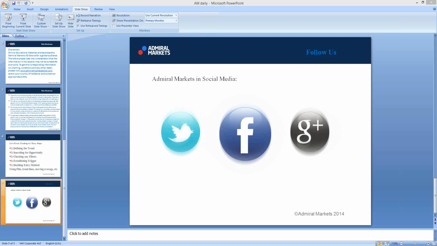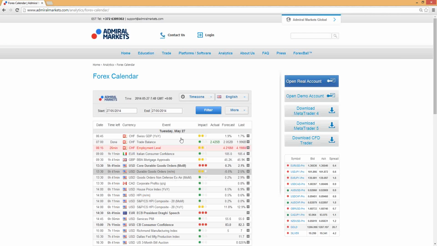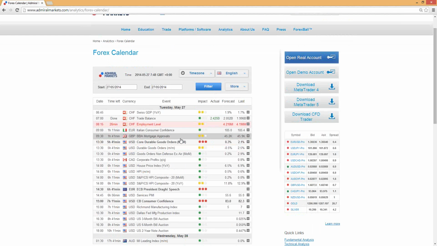And with that said, as always, we just take a look at what's going on with our Forex calendar. We have ECB Draghi speaking, but it's far from now. We actually don't have much Euro news: Italian consumer confidence, pound mortgage approvals, Swiss employment levels. Otherwise, we have U.S. news mostly and the ECB president speaking.